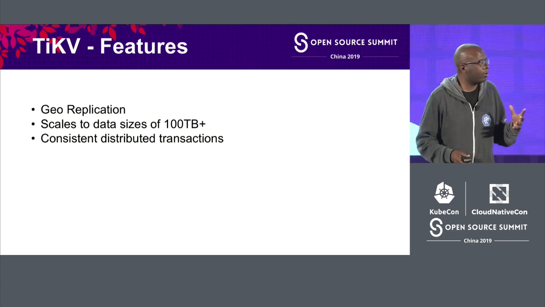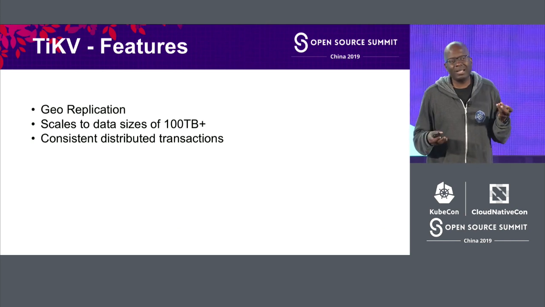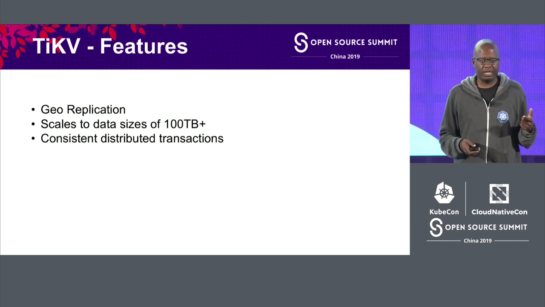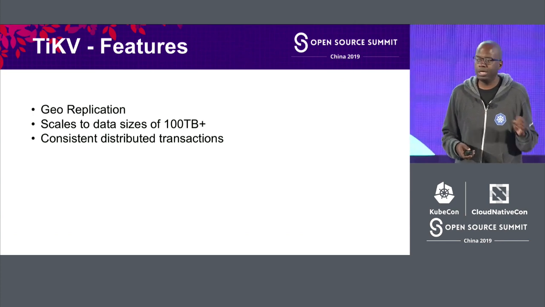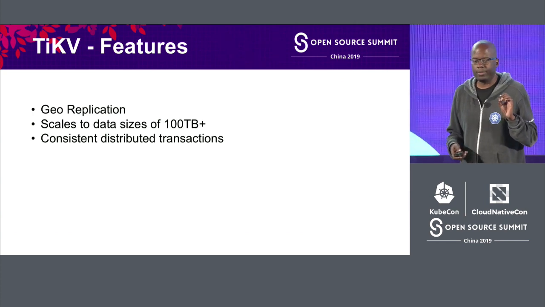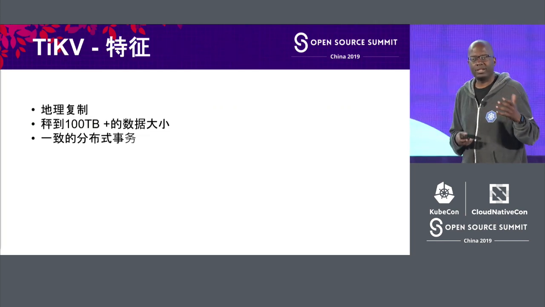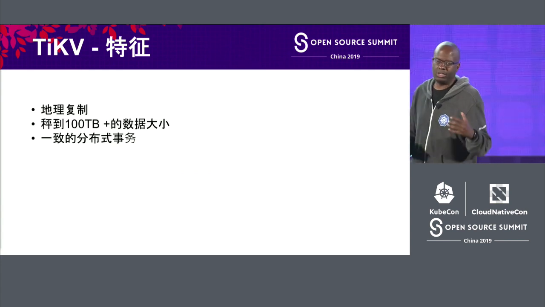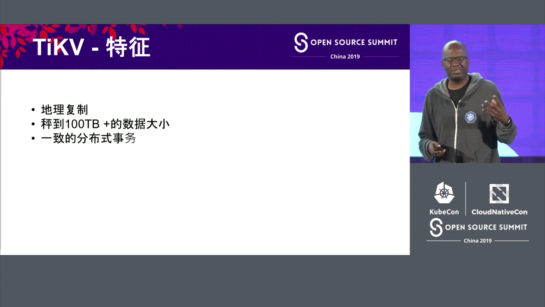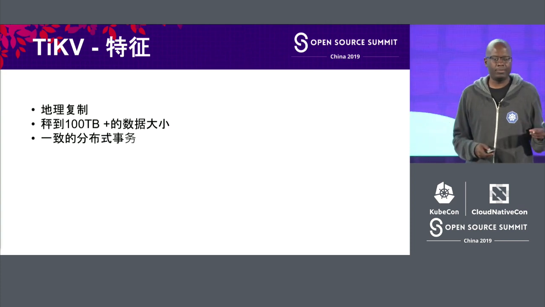Another important piece is that it scales to a large size. 100 plus terabytes of data. And the neat thing about this, why you might use TiKV, is because you have a key value storage that has transactions. And these transactions can be distributed. If anyone's worked with a key value store like, say, Redis, you understand why you might want a distributed transaction.